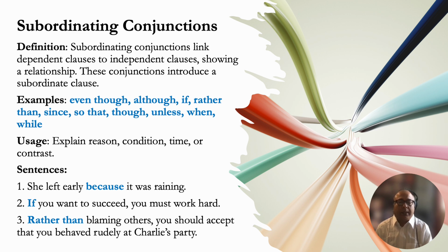She left early because it was raining. If you want to succeed, you must work hard. Now, pay attention to this. As I said earlier, subordinating conjunctions are used to connect an independent clause and a dependent clause. Here, if you want to succeed, it's not a complete sentence, correct? If you want to succeed, the reader will say, then what should I do? You must work hard. But you can also say to somebody, you must work hard, and that's a complete thought. So that is what happens when there is a subordinating conjunction.